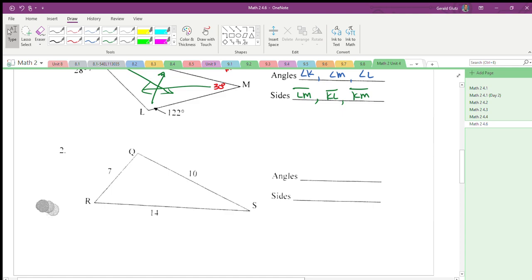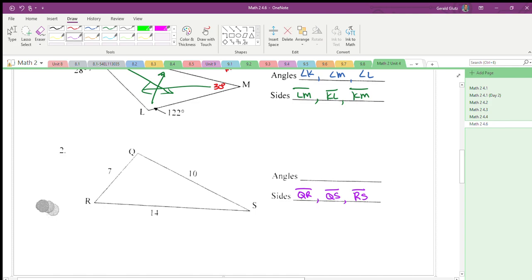So number two, this time they give us all the side lengths. So it's going to be the same thing, just done in the opposite way. It's really easy to figure out the side lengths. 7 is obviously the smallest side length, so QR is the smallest side. QS is the second smallest. And then RS is the biggest one.